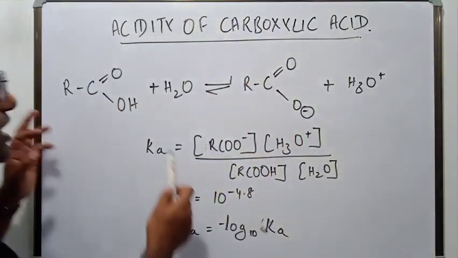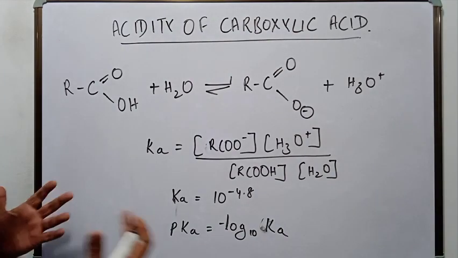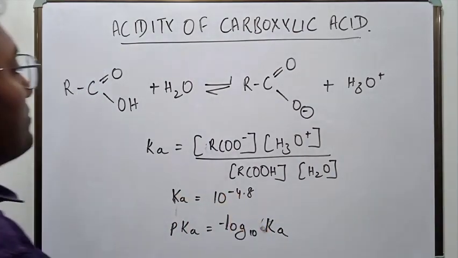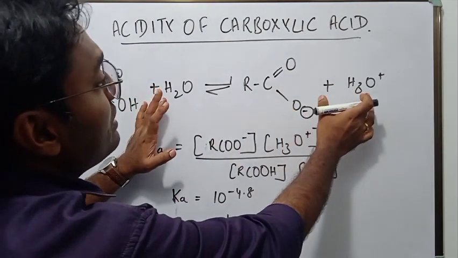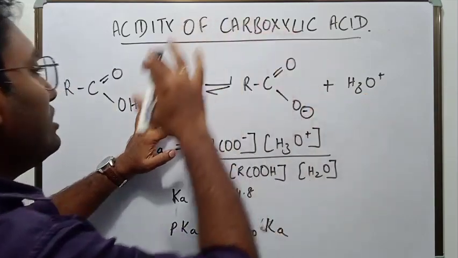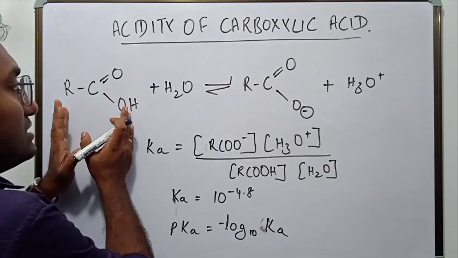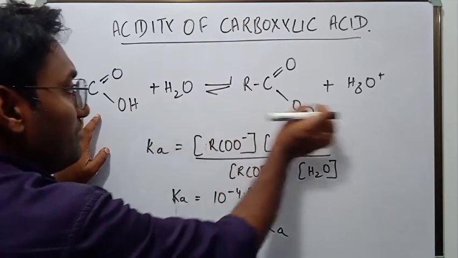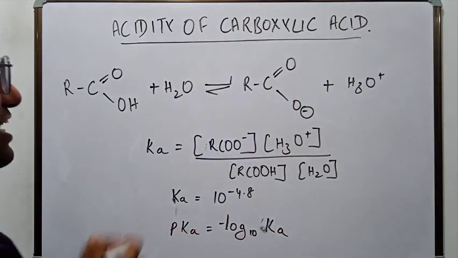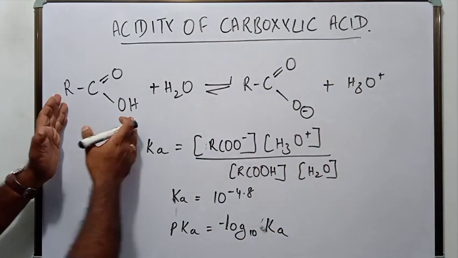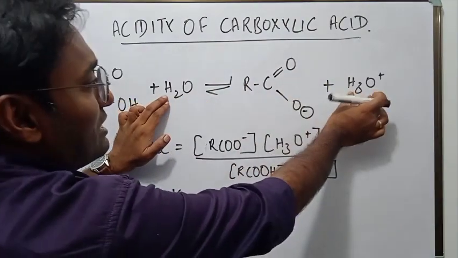Carboxylic acids are acidic in nature. Why am I saying that it is acidic in nature? It's because when it is dissolved in water, it dissociates to give the H plus ion. According to Arrhenius' concept of acids and bases, a substance which, when dissolved in water, gives H plus ion, is an acid. It is an Arrhenius acid. If you are looking so, carboxylic acid is an Arrhenius acid. Carboxylic acid dissolves in water to give H plus ion.